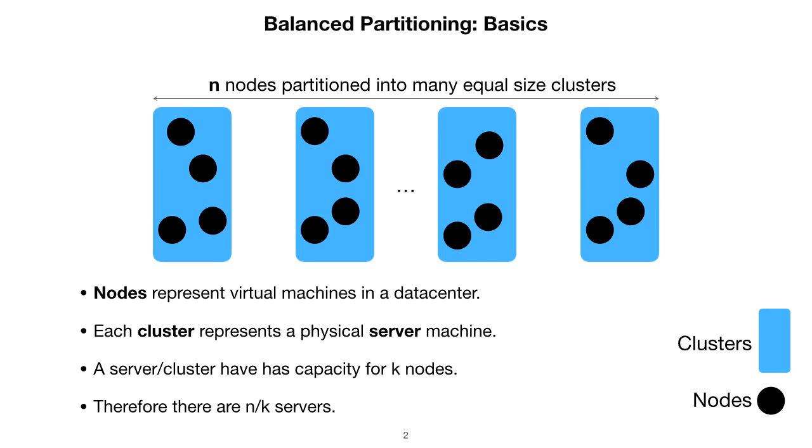In the balanced partitioning problem, we are given a set of n nodes initially partitioned into a number of clusters. A cluster represents a real physical server and nodes represent virtual machines hosted by these servers. Each server has a certain given capacity denoted by k. Therefore, there are n divided by k clusters, all with the same capacity k.